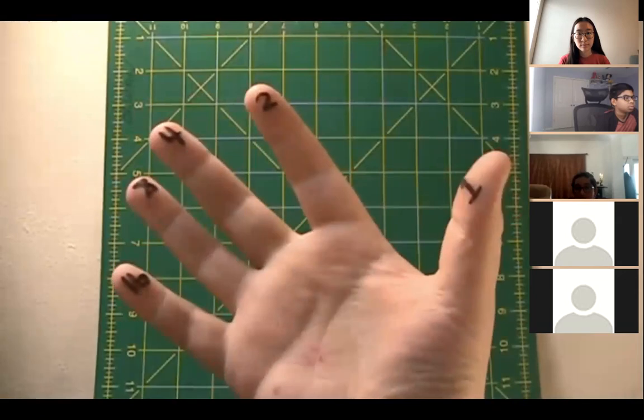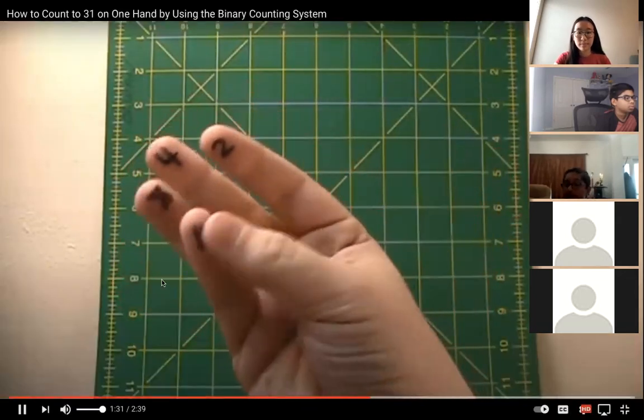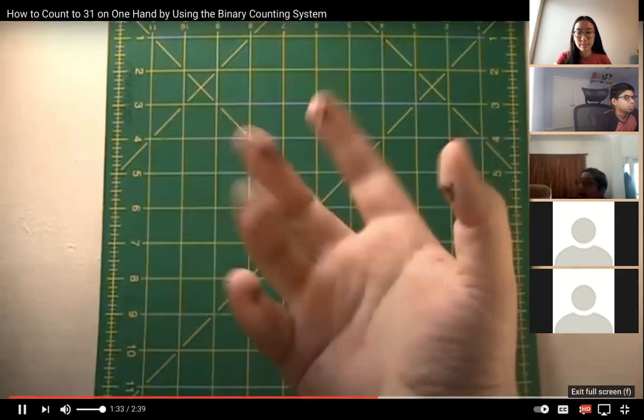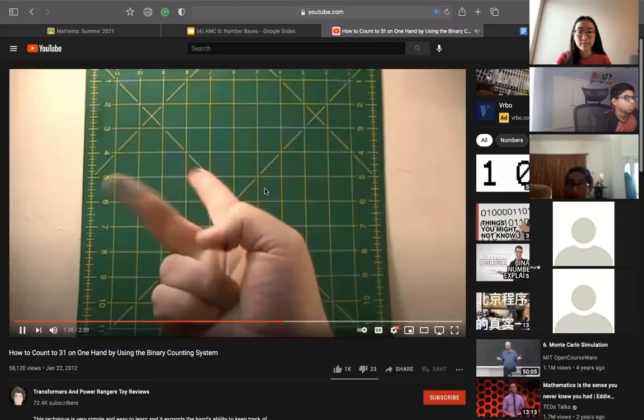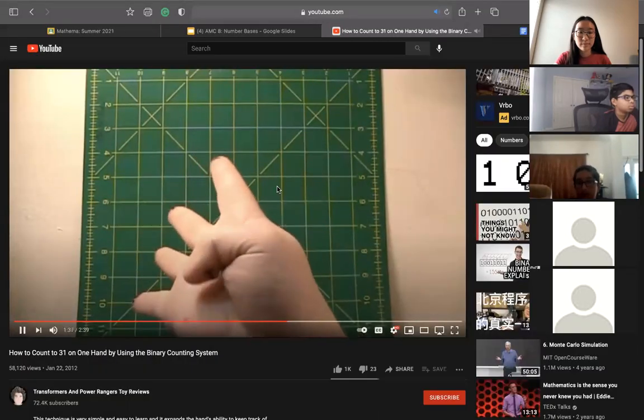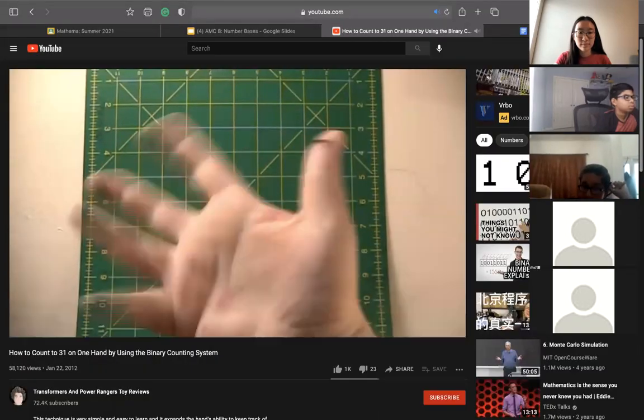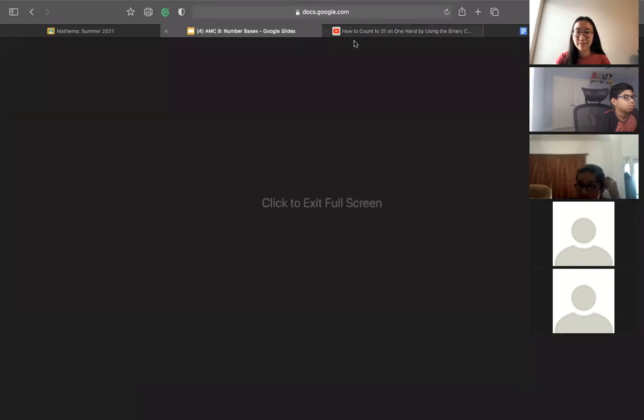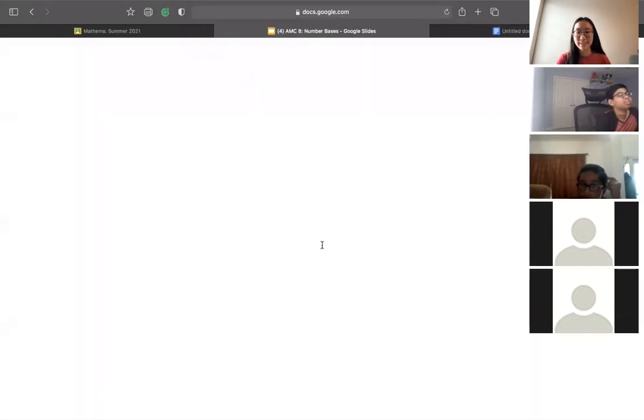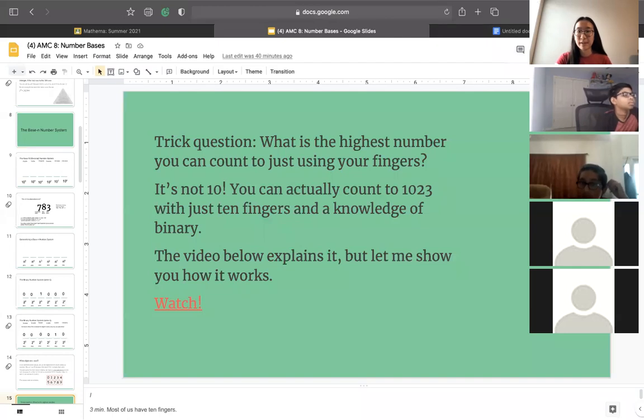It's very simple, and as you get more and more practice using this system as opposed to 1, 2, 3, 4, 5, or 1, 2. So isn't that cool? 31, counting to 31 on just one hand. And if you include your other hand, you can get up to 1023.